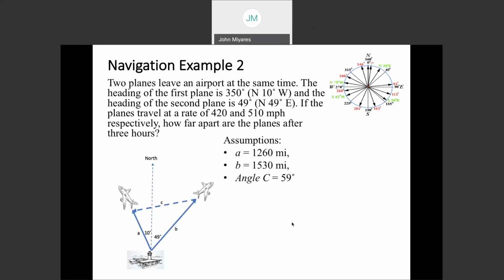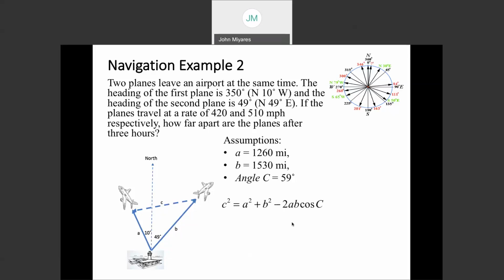The first plane is traveling at a rate of 420 miles per hour for 3 hours, which is a distance of 1,260 miles along a bearing of 350 degrees or 10 degrees west of north. Similarly, the second plane is traveling 510 miles per hour for 3 hours, which means it has traveled a total of 1,510 miles on a bearing of 49 degrees east of north. The angle between the two planes, based on our diagram, will be 59 degrees.